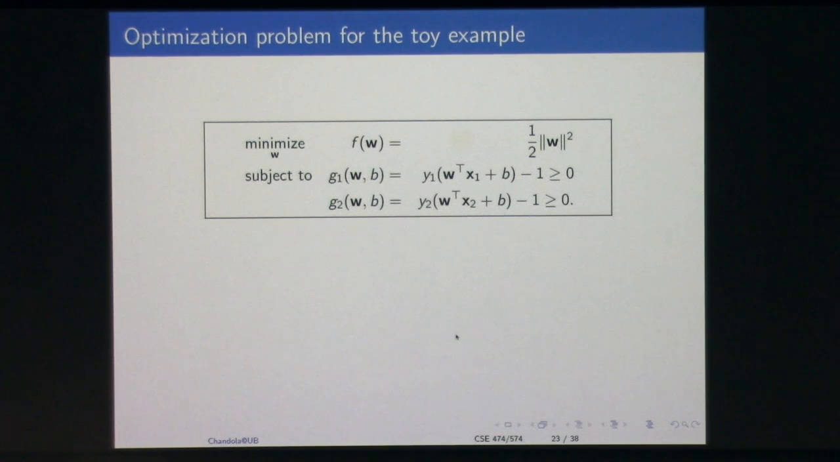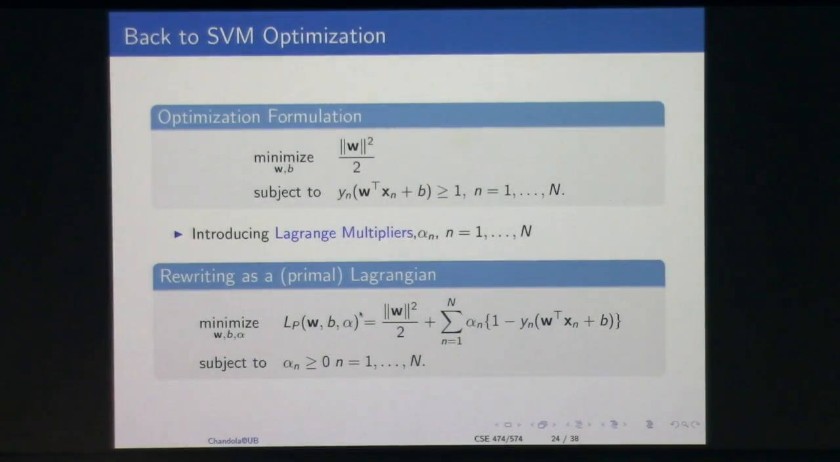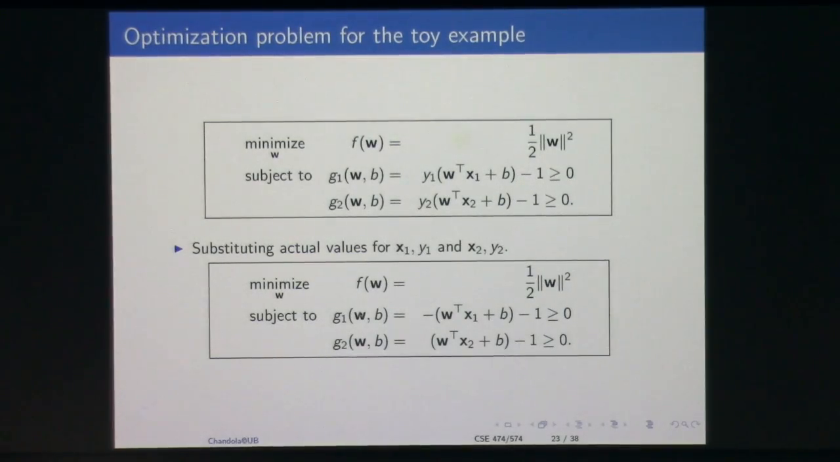So what you can do here is write out the optimization problem, right? What we want to do is minimize this f of w subject to these two constraints. There are only two constraints because we have only two training data points. So you can actually solve this by hand. Let me sort of rewrite these like this, and let me try to do it here.